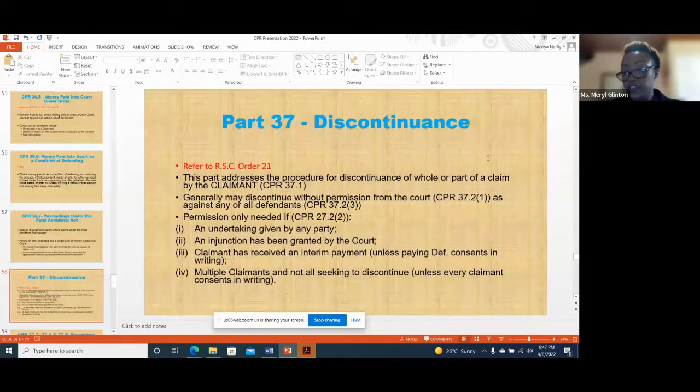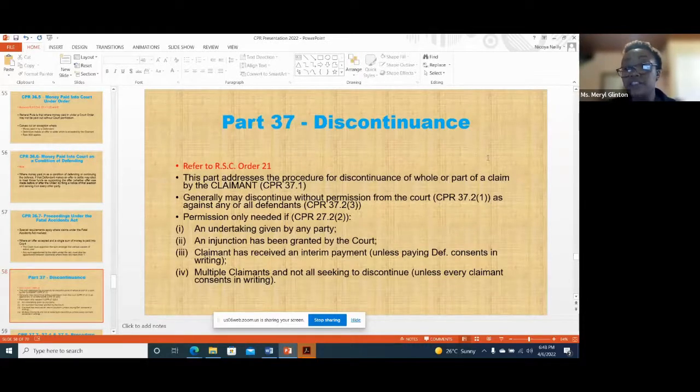The next part is Part 37, which deals with discontinuance. Generally, you can refer to Order 21 of the RSC, and they are quite similar, but you should note that this part only addresses discontinuance on the part of a claimant. It no longer deals with withdrawal of a defense, which is actually covered under RSC Order 21, but that does not apply here. Or withdrawing an appearance by a defendant.